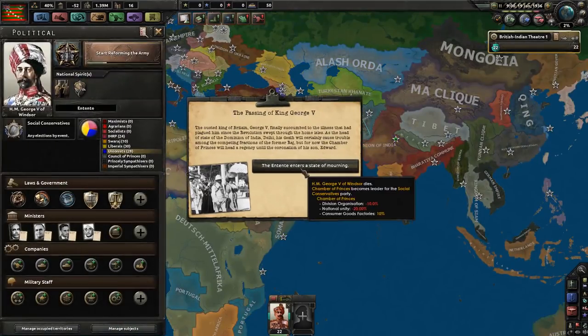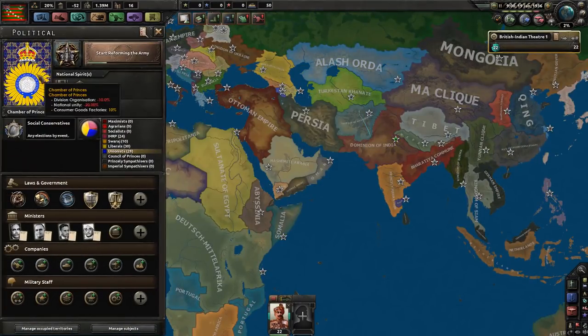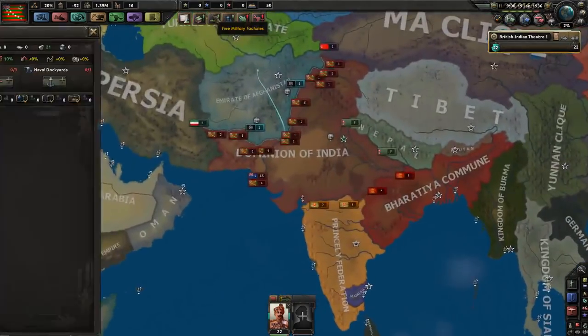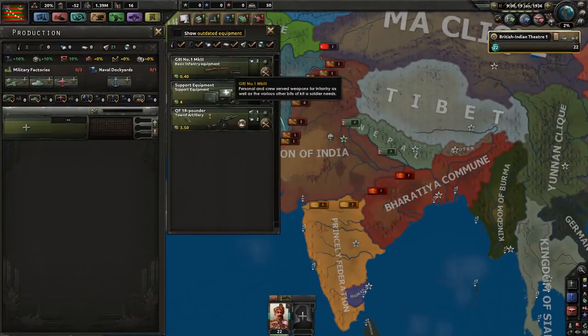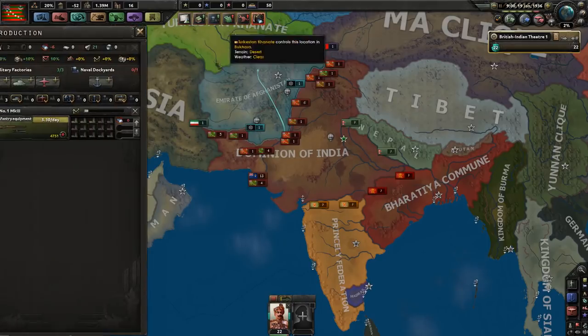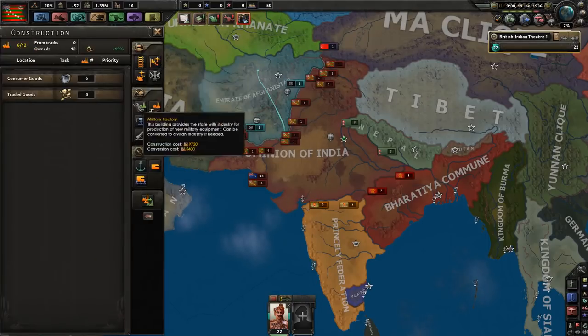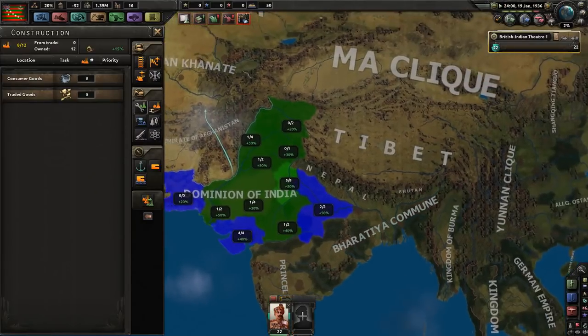Because of this, your new leader is the Chamber of Princes, which lowers your division organization unity and increases your consumer good factories even more. So you're now spending half of your factories on consumer goods. Let's just have them make infantry equipment or something. Convoys.